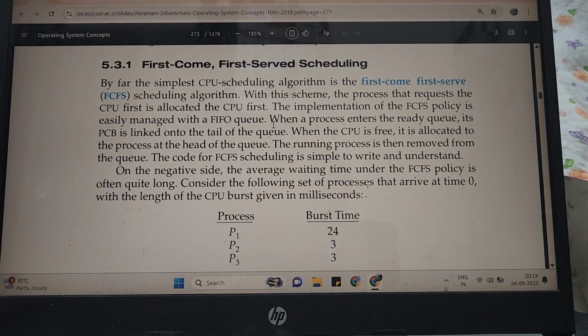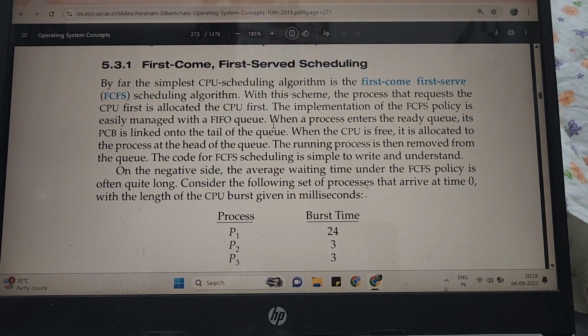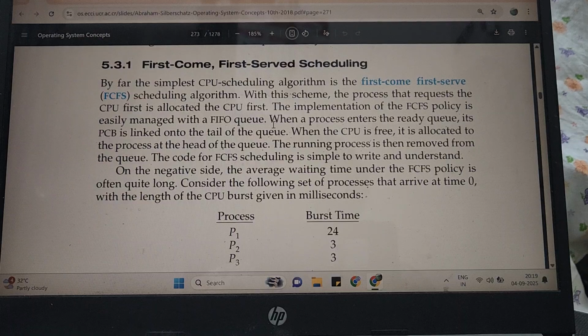So what is the criterion based on which I'm going to pick one process from the bunch of processes which are sitting in the ready queue? That is what a scheduling algorithm tells me. So the first one we're going to look at is first come first served scheduling. As the name suggests, it is the simplest scheduling algorithm, which says whichever process entered the ready queue first will be executed first, and so on.